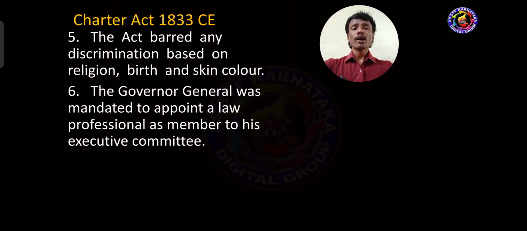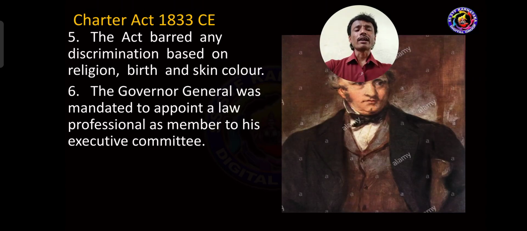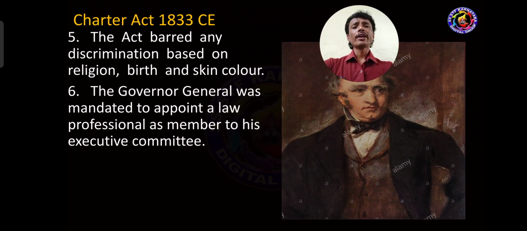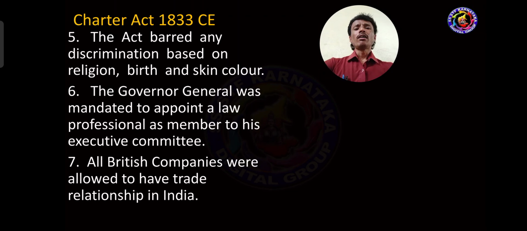So under the Charter Act of 1833, certain rules and regulations were implemented in our Indian country. Then dear friends, all British companies were allowed to have trade relationships in India. Only British companies. Actually the British East India Company came to India to do trade. Then after that, many British companies had a right to carry on trade throughout the Indian country under the Charter Act of 1833. So here these two Charter Acts play a very important role.